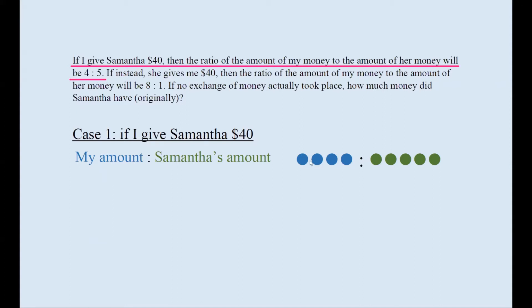If 4 circles represent the amount I have, if I give $40 to Samantha, case 1, if 4 circles represent the amount of money I have, then 5 identical circles should represent the amount of money Samantha would have then. These circles represent the same amount. I don't know what each circle represents.